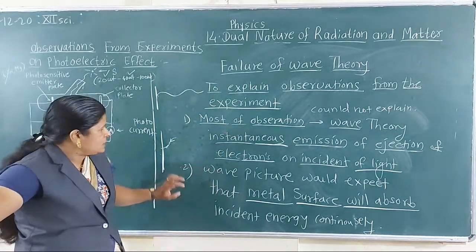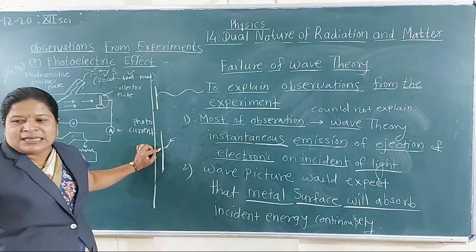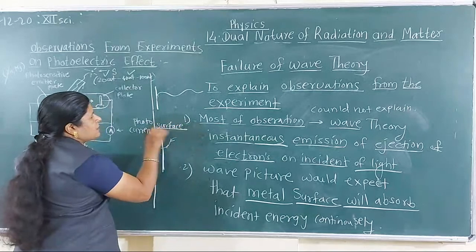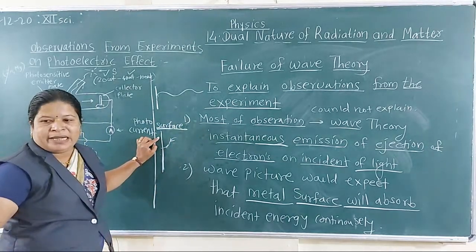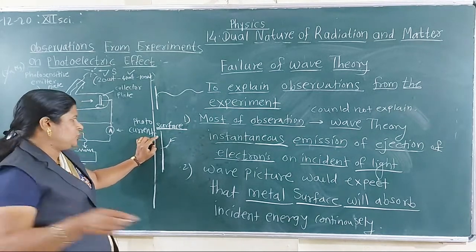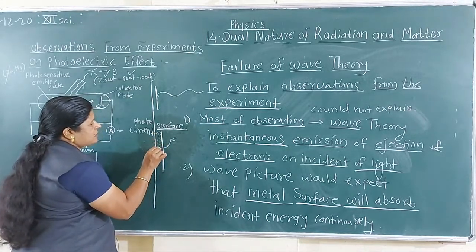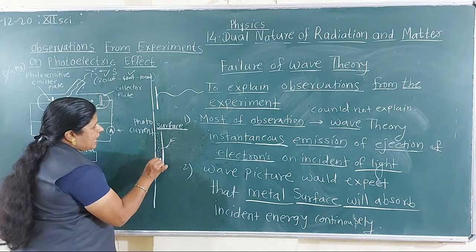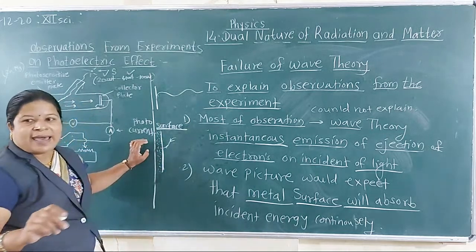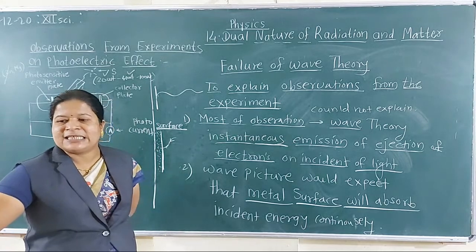All the electrons, next point, all the electrons near the surface. For example, this is the surface of a metal. All the electrons near the surface will absorb energy. These are the electrons near the surface of this metal, and these electrons close to that surface will absorb the energy. The metal surface will require reasonable time.